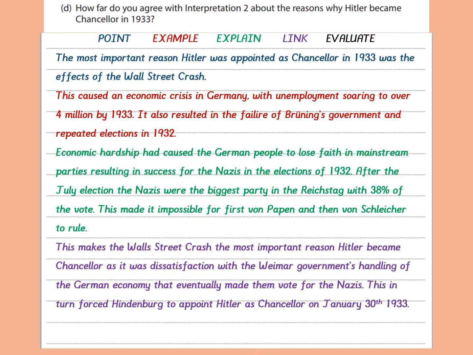This makes the Wall Street crash the most important reason Hitler became Chancellor, as it was dissatisfaction with the Weimar government's handling of the German economy that eventually made them vote for the Nazis. This in turn forced Hindenburg to appoint Hitler as Chancellor on January the 30th, 1933.